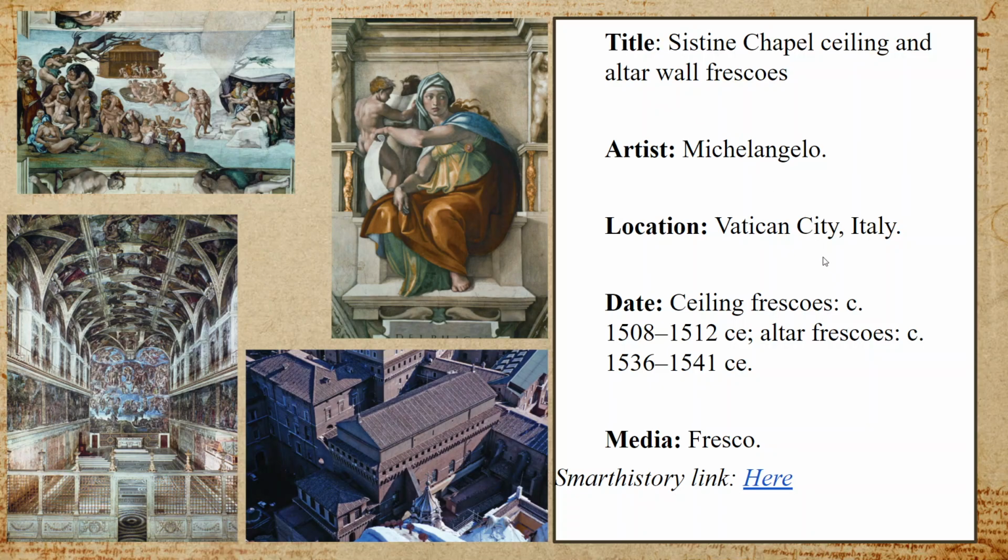This is in Vatican City, which is where the Pope lives, because this was a commission from the Pope. He did this project in two different phases. First one, he did the ceiling, this section right here, 1508 to 1512. So it took him 4 years to finish this. He worked on it pretty much every day, hated everything for it.